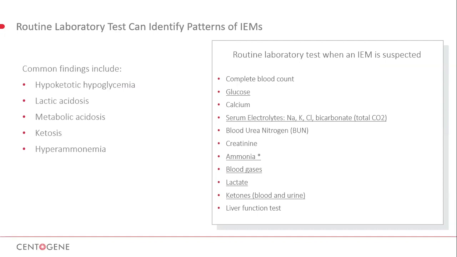And well, there are some laboratory tests that will help us to approach these disorders and to try to narrow the diagnostic suspicion. If you see there at the right of the screen, there is the list of some investigations that are recommended whenever we start the approach for these disorders. And we may have some common findings like hypoketosis, hypoglycemia, metabolic acidosis, hyperammonemia, or lactic acidosis, etc.